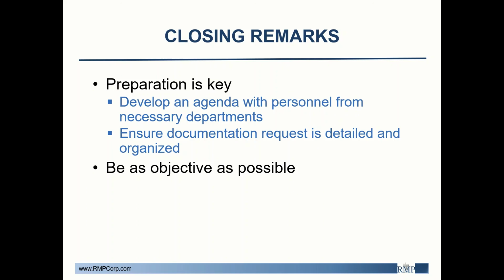Another closing remark I want to leave you with is to be as objective as possible. And the best way to be objective and not biased is to be specific in the information that you review. So for example, if you're going to look at maintenance records, like I said, you want to pick a specific piece of equipment and pick a specific date range of inspection records.